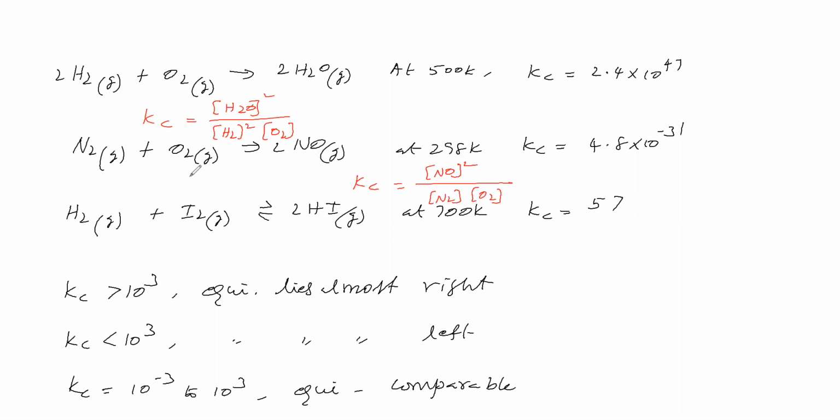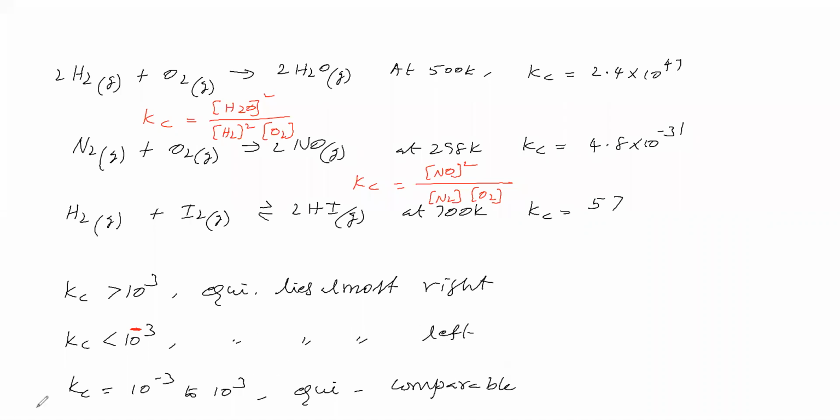That means equilibrium lies on which side? Almost left. In atmospheric air, nitrogen gas is present and oxygen gas is present, even then we are not getting NO because equilibrium lies almost left. Therefore, when the equilibrium constant is less than 10 power minus 3, we have to say equilibrium lies almost left.